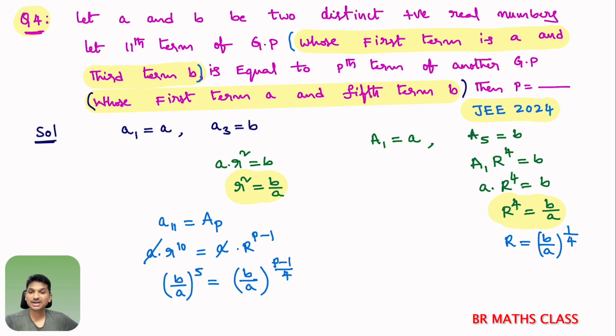I hope you are understanding. Actually, what do I want to calculate? I want to calculate the value of p, right? Okay. You see, here the bases are equal, so I can equate the powers. Equate the powers, what will you get? 5 equals p minus 1 divided by 4. From this, what is p? Just take this 4 to this side, 5 fours are 20. 20 plus 1 is what? 21. So, the value of p is 21. In this question, they are asking the value of p. Its answer is 21. Easy.